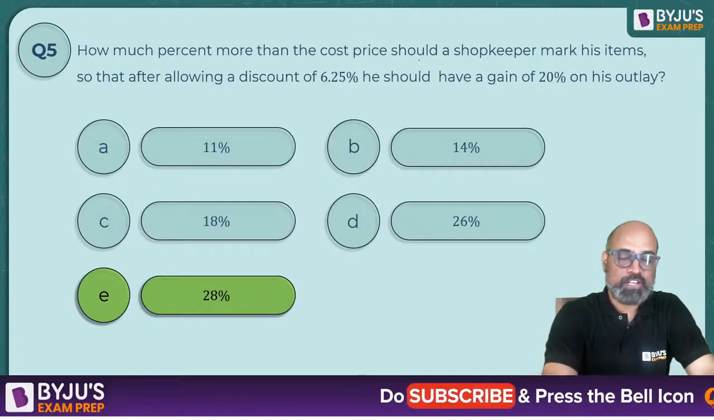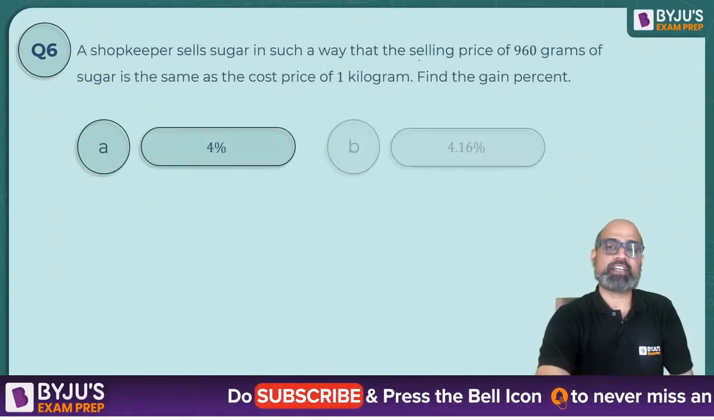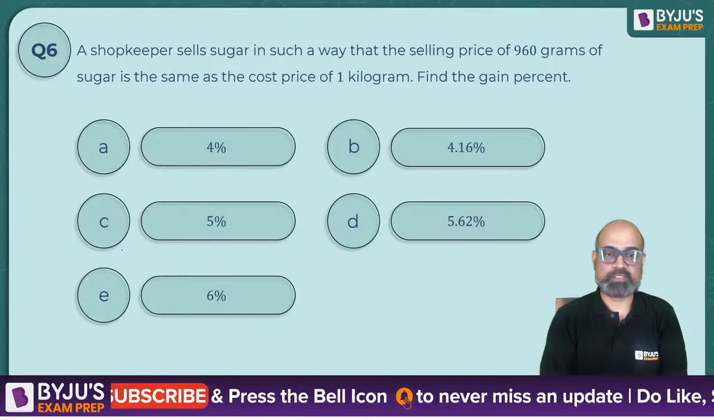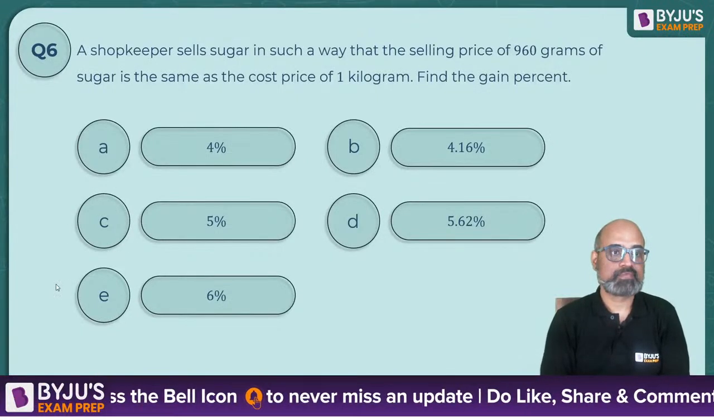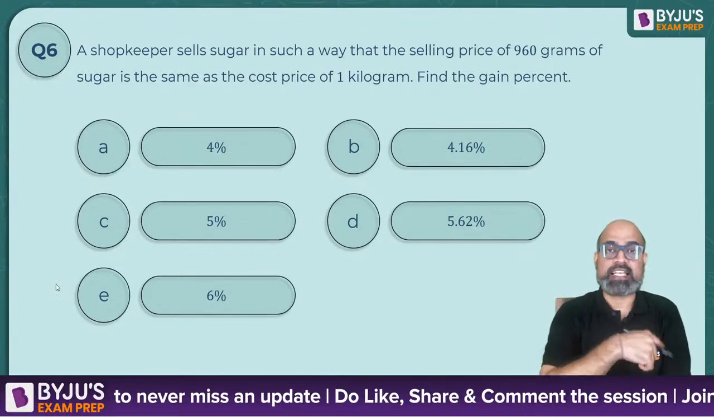28% is the answer. Very good. A lot of you were able to answer it correctly. Next one, very simple. Dharmi, 7/25, no?